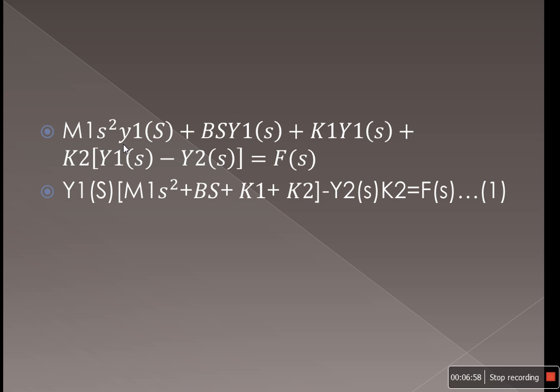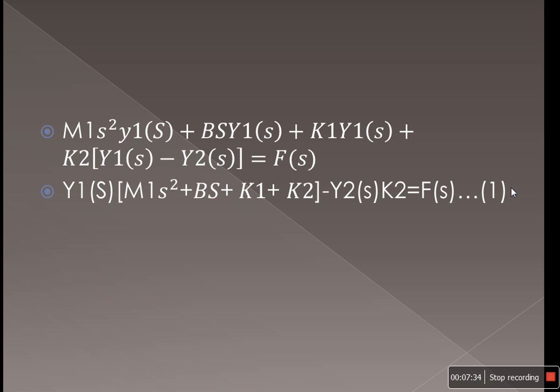From this equation, just segregate the terms having y1 of s and those having y2 of s. For y1 of s, we have m1 s square, bs, and k1 and k2. So I am segregating the terms: y1 of s into m1 s square plus bs plus k1 plus k2. And for y2 of s we have only one term, that is k2. So y2 of s into k2 equals f of s. Let us take this as equation 1.